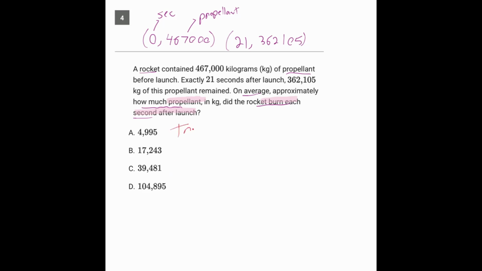And we call this translating slope. So in translating slope, you say to yourself, well, slope, that's your change in y over change in x. And then you substitute in what the question's talking about. So according to how we set this up, the y is the amount of propellant. So it's the change in the amount of propellant. And the x is the number of seconds over the change in seconds.